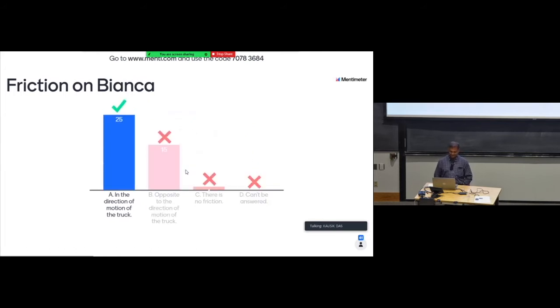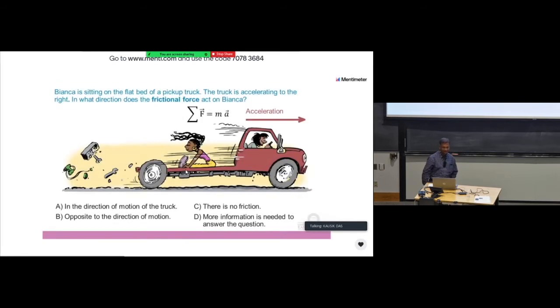Wow, look at that. 25-16. So what's going on? Why is that so? Why is the friction in the direction of the truck? Let us look at that. Again, I'm just using Newton's second law, nothing else.